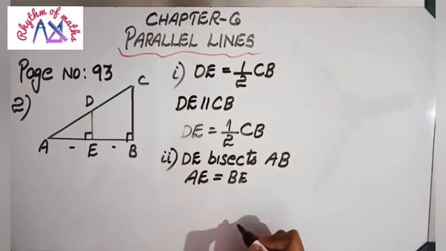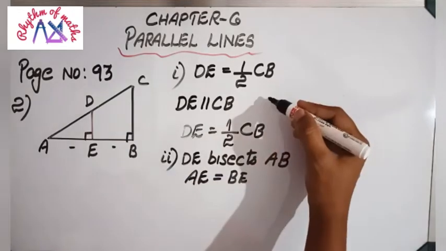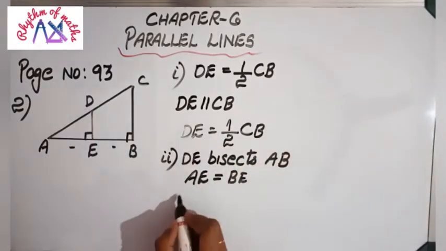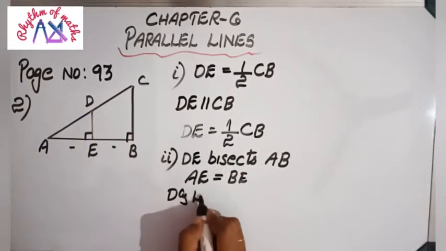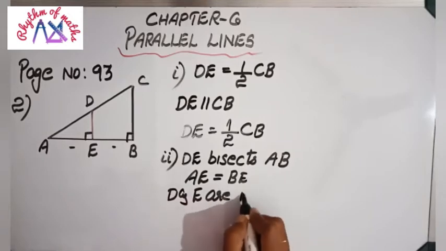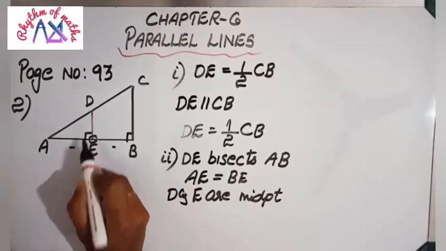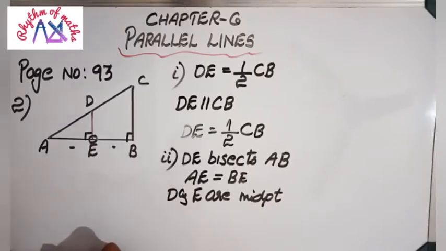Next, question number 3. In the parallelogram ABCD, the line drawn through a point P on AB parallel to BC meets AC at Q. The line through Q parallel to AB meets AD at R. Prove that AP by PB equals AR by RD.